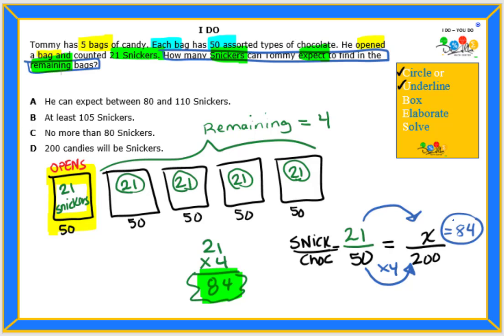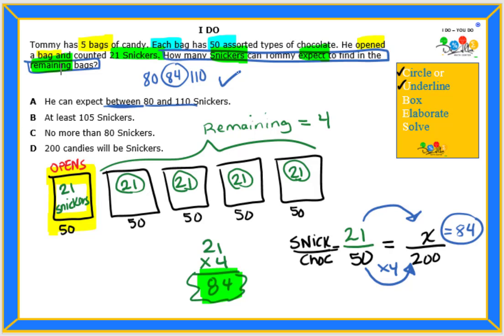So now let's go ahead and look at our statements. A, he can expect between 80 and 110 Snickers. So let's look at our number 84. Is 84 between 80 and 110? Yes, it is. So this looks like a good answer. Let's check the other ones out.